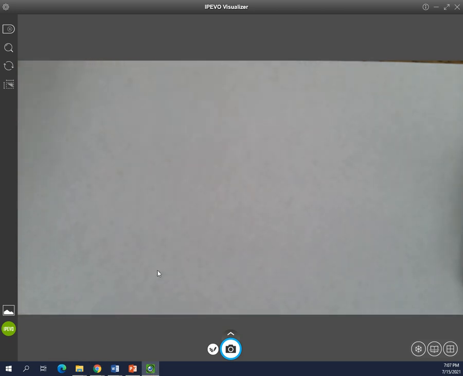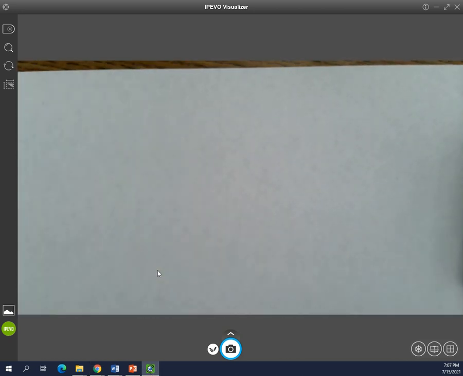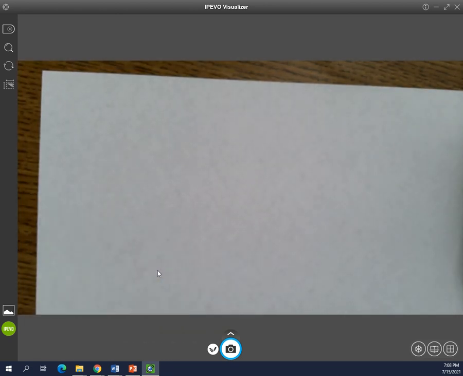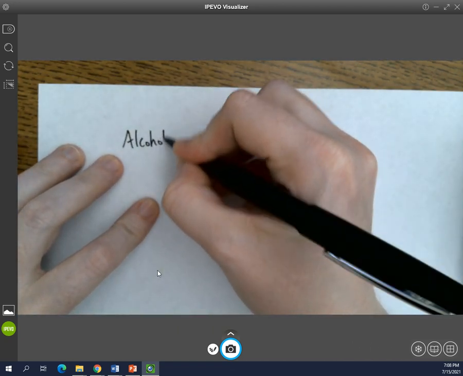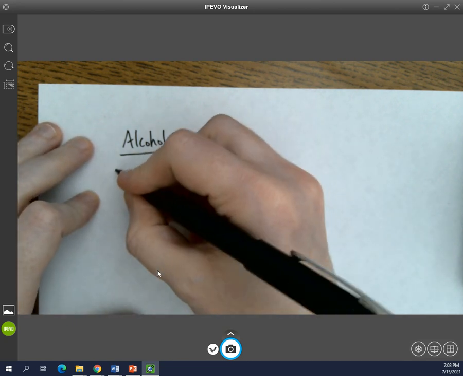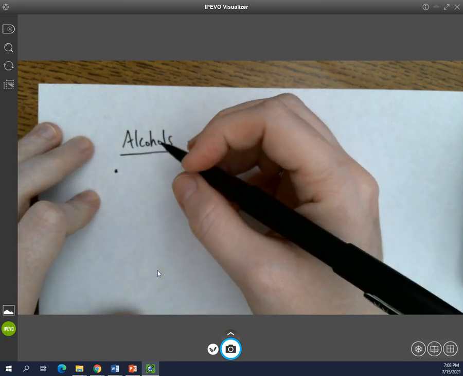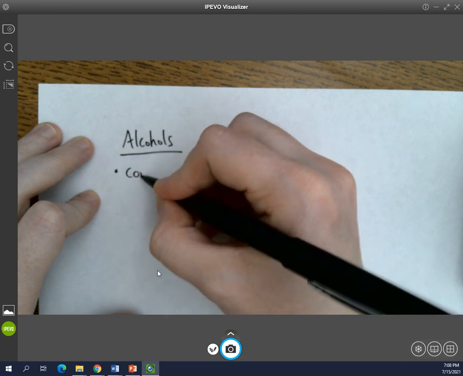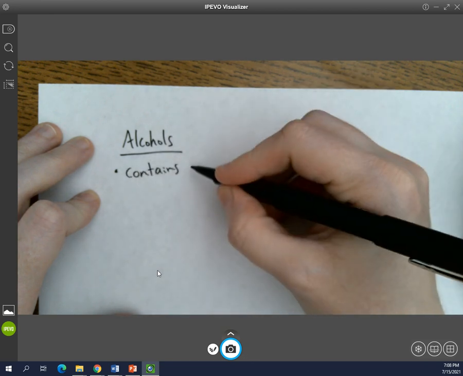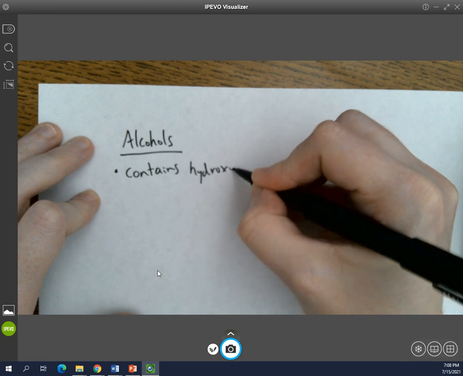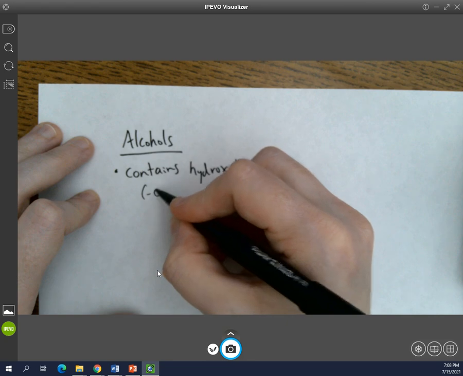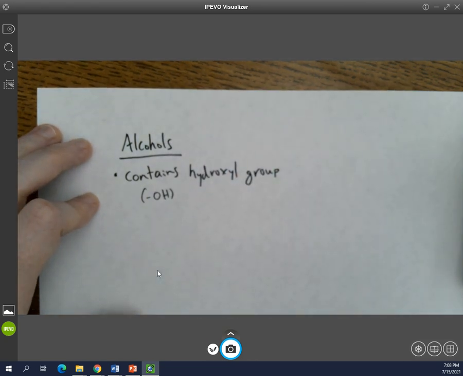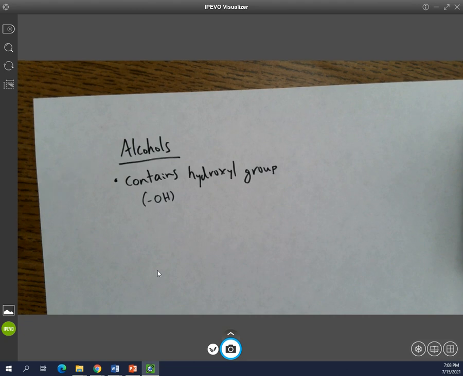But looking here, this is a brief explanation of what I would include for my students before we dive into the lab. I would first go over what alcohols were. Alcohols contain what's called a hydroxyl group, and the hydroxyl group is OH.